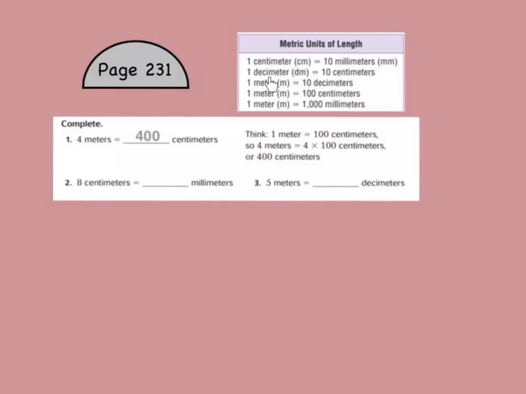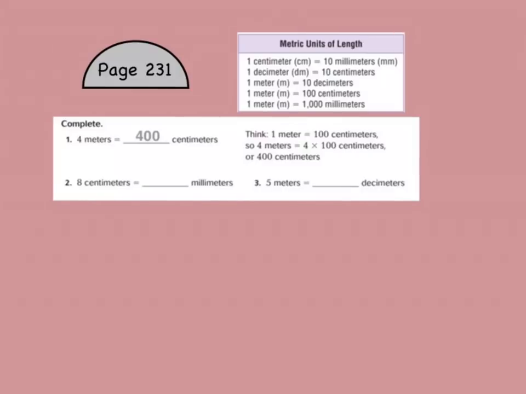And 1 decimeter equals 10 centimeters. 1 meter is 10 decimeters. 1 meter is also 100 centimeters, and 1 meter is also 1,000 millimeters. You see how we add the 0 as we move on, which means we are multiplying by 10. Let's go ahead and take a look at number 1 so we see how they got their answer.